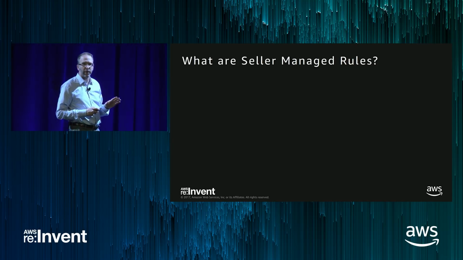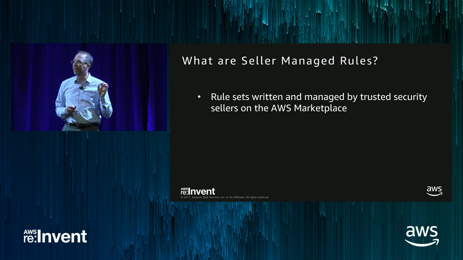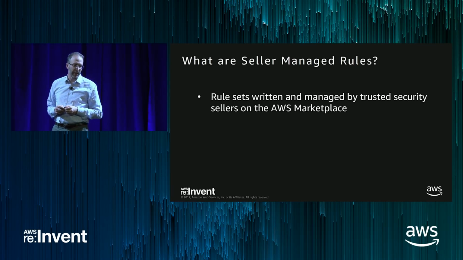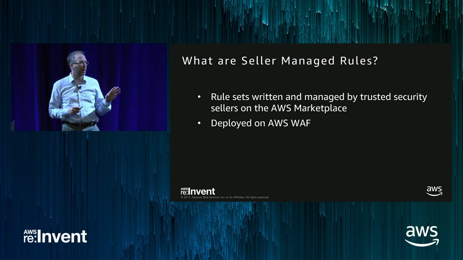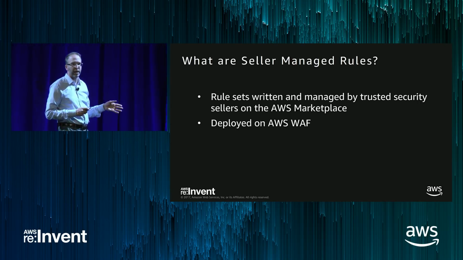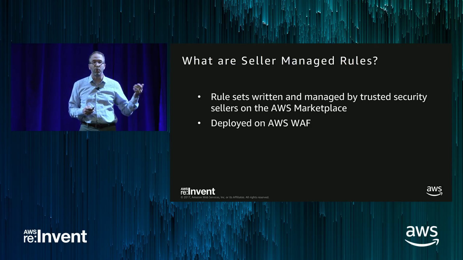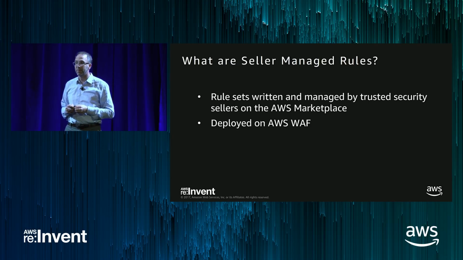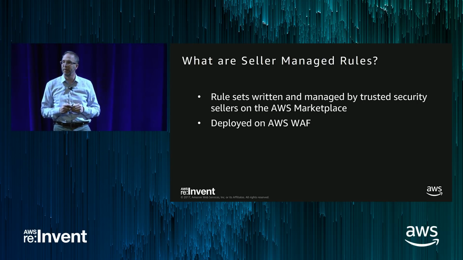And so again, what are seller managed rules? They're rules that are written by these security providers and are made available to you in the AWS Marketplace. And importantly, they are deployed on AWS WAF. So there's no AMIs to manage, there's no infrastructure you have to worry about. All you have to do is enable AWS WAF for your application, and then go to the Marketplace, enable one of these seller rule sets, apply those to your web ACLs that you use to protect resources in WAF, and you're done.